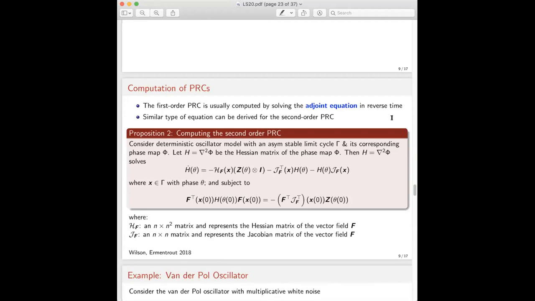Just to make the dimensions right, and this is a matrix, by the way. So H is a matrix. So this is an equation for a matrix, and we can vectorize the equation and get a vector equation. The way that we compute and solve this is to couple this equation with the adjoint equation for Z.